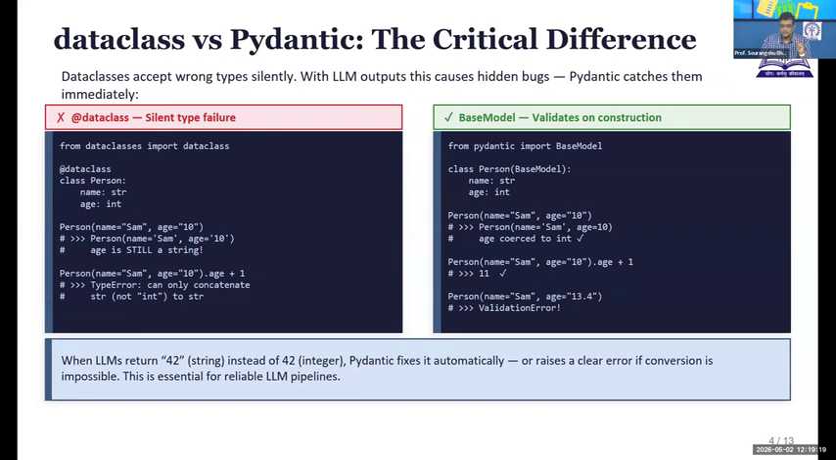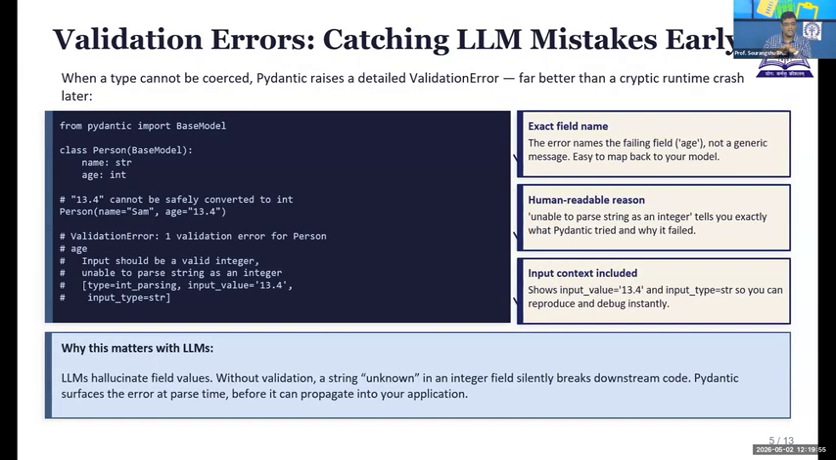So this is something I have mentioned, that Pydantic actually does validation. Even if you provide age equal to within quotes 10, it will be able to convert this 10 to the actual type, which is int. Whereas if you just use a data class and say age equal to within quotes 10, it will basically throw a type error.